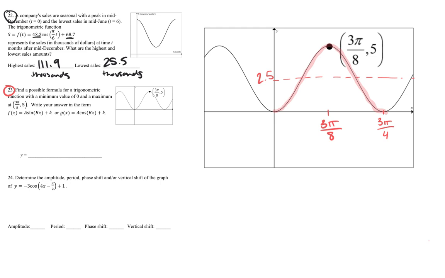So now we need to figure out all of the things that we know. We're using g of x, and it's a cosine of bx plus k. Okay, so a is our amplitude. a is how far we go from the midline to the top of the graph, which is going to be 2.5. So we're going to multiply by 2.5 on the front.